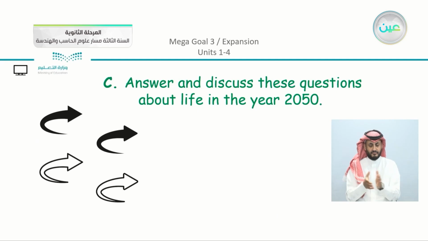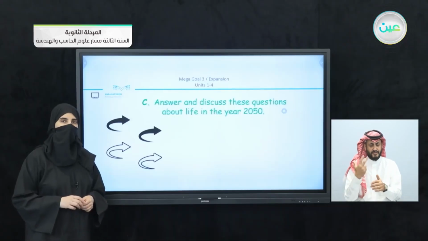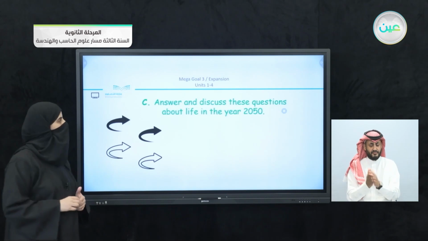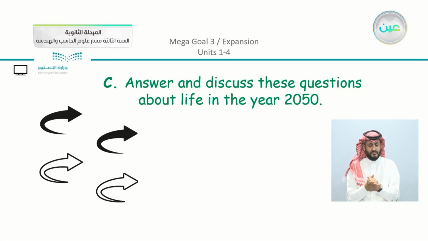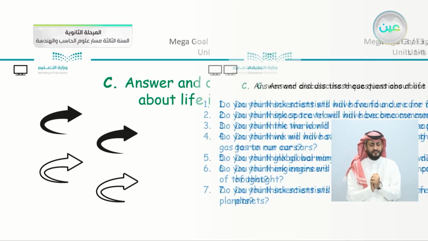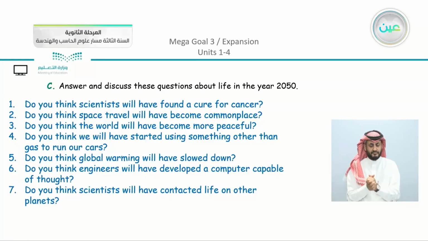Now, coming to the third exercise, we have here C in the book. In the expansion, we have: answer and discuss these questions about life in the year 2015. So what do we have here? Now, we are going to just see the questions that we have.